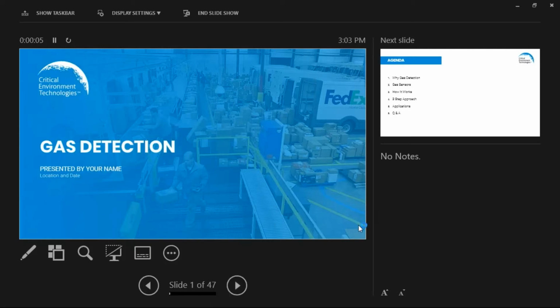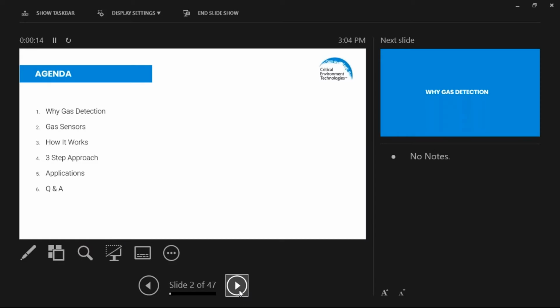Okay, so we're going to talk a little bit about the fundamentals of gas detection, if everybody can hear me okay. Why we use gas detection, the type of gas sensors, how a system even works, our three-step approach to solving gas detection applications, and then into some applications, and then some question and answer time.